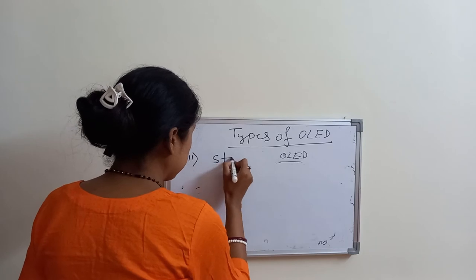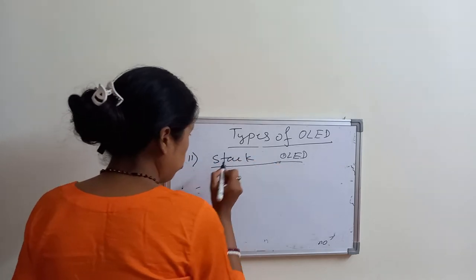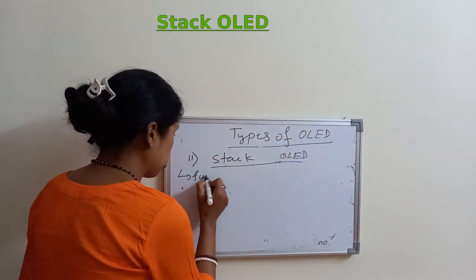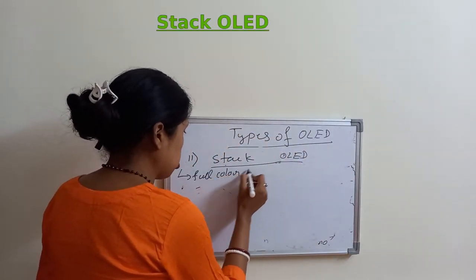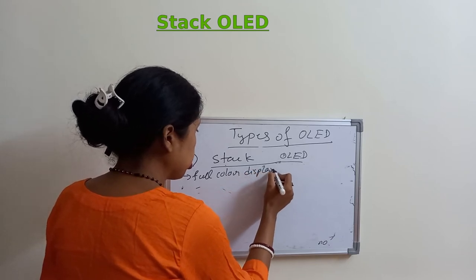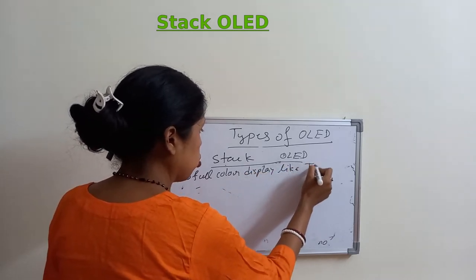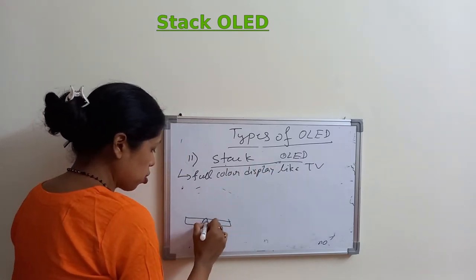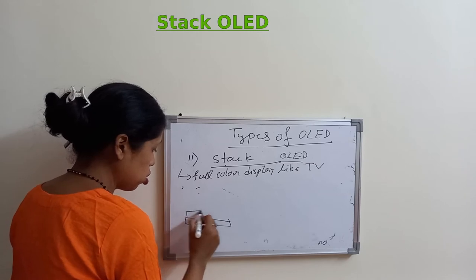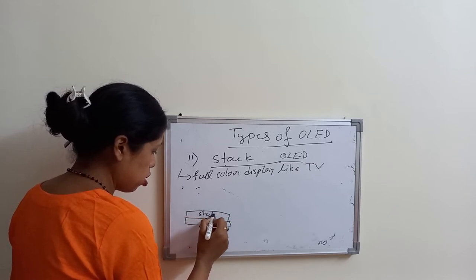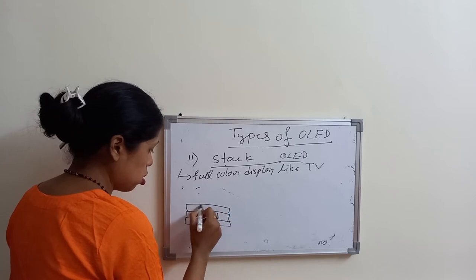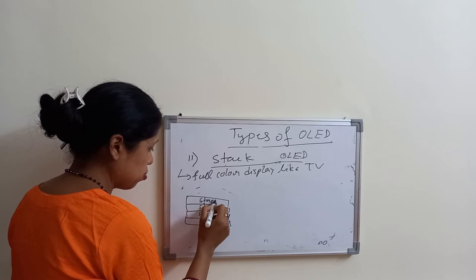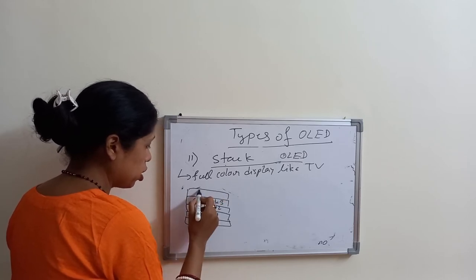Next is the stack OLED, okay. So stack OLED is mainly used for full color display like TV application, okay. Stack OLED means, here I am drawing the structure: anode, stack 1, stack 2, stack 3, okay, and this is the cathode.